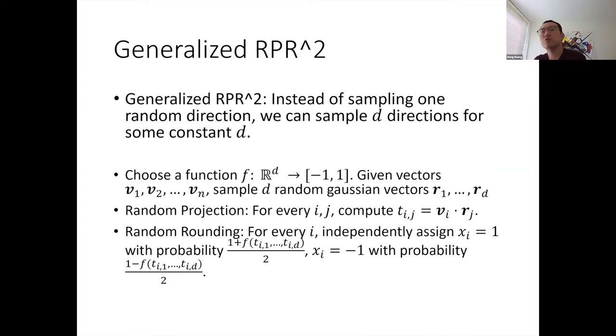There is a generalized version of the RPR squared, which is essentially a higher dimension version. Instead of sampling one random direction, we can sample d random directions for some constant d. The RPR squared will now use a higher dimensional function, which maps a d-dimensional vector to the interval minus 1, 1. For every variable i, we compute d different projections and feed these projections into the function f. The idea is essentially the same; we just turn this into a higher dimensional version. As a note, Raghavendra used this idea, the generalized RPR squared, to give an optimal rounding scheme for the basic SDP. But the proof of the optimality is indirect, so it tells us nothing about the approximation ratio.